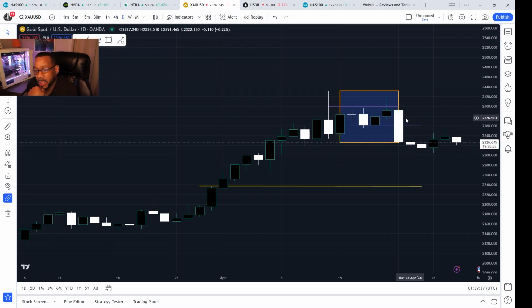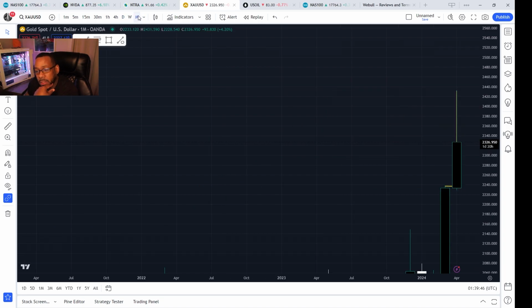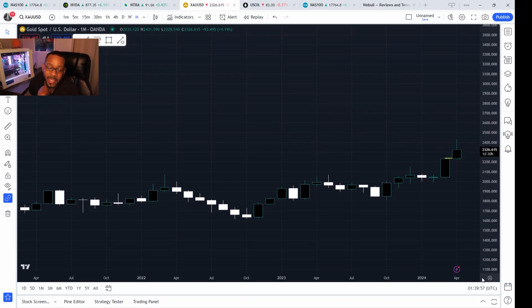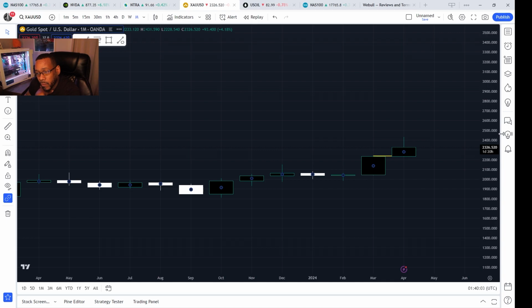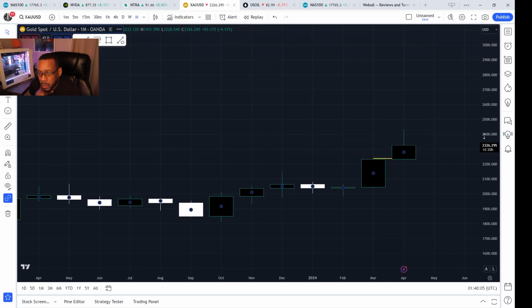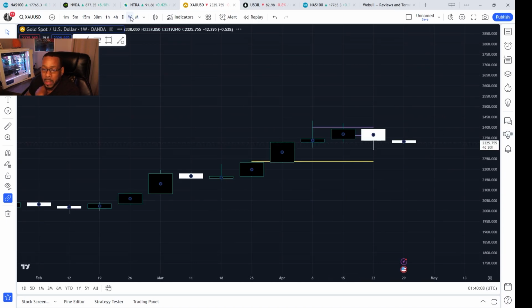Will it come back up here? Looks like, by it doing that, it left some imbalance behind. But let's look at the month. Bullish month. Super long wick. Maybe it's tapping out. We don't know. But super small wick for gold for the month. Weekly.